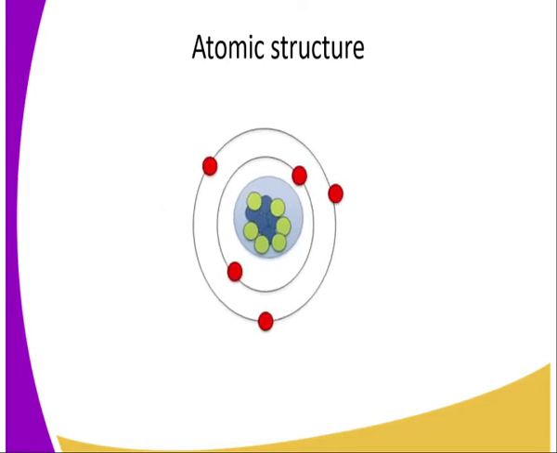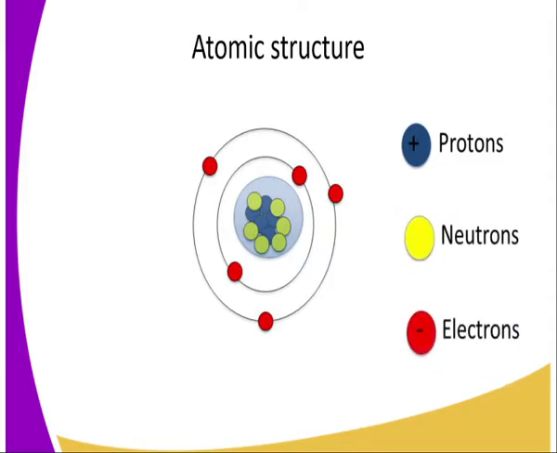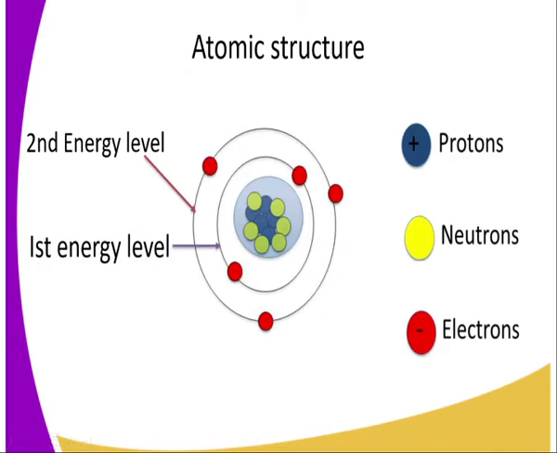Structure of an atom itself has got the protons, neutrons, and electrons. The charge is illustrated as shown there. Protons positively charged, neutrons no charge, and electrons are negatively charged. Where do we find them? Protons and neutrons found within the nucleus of an atom. Electrons revolve within the region that surrounds the nucleus, which we refer to as energy level. So we may have the first energy level and the second energy level, as illustrated. So from the nucleus, we number the energy levels from the nucleus.